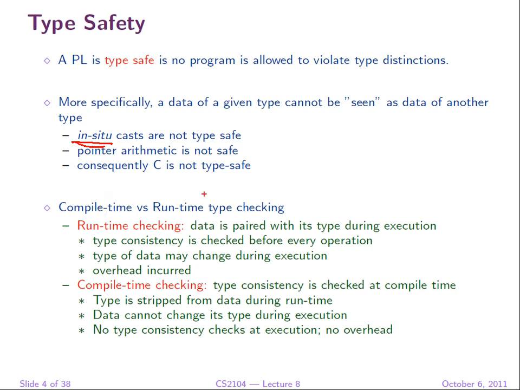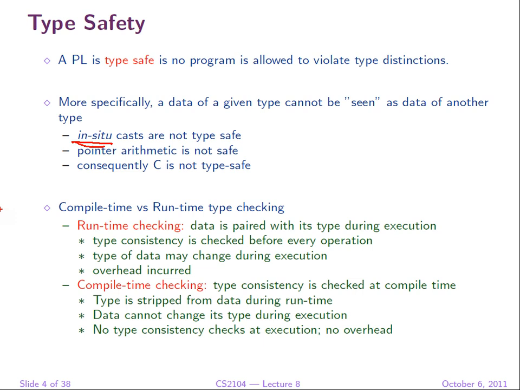Right? Consequently, pointer arithmetic is not safe, and consequently, C is not type safe. Right? C is not a type safe language. Java mostly is. So Java, because of reflection, has a few shortcuts by which you can do some of these things. But if you're the beginner Java programmer and you never find out about reflection, which is one little class in the library, you will not be able to do any of these things.